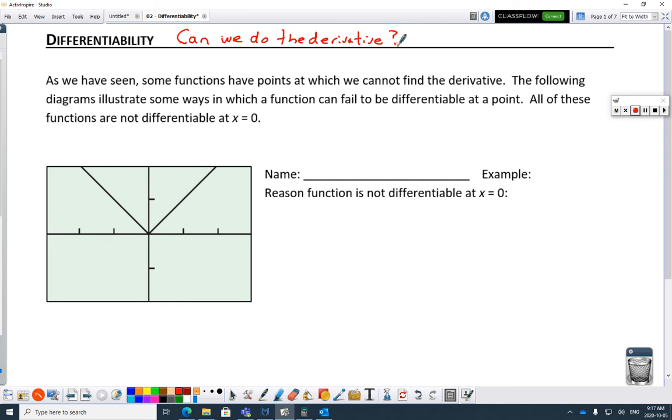Okay? And there's one test hint in the middle of all this, because I've got your Unit 3 test ready to go. As we have seen, some functions have points where we cannot find the derivative. The following diagrams illustrate some ways in which a function can fail to be differentiable at a point. All of these functions that I'm going to do here are not differentiable at x equals 0, and we're going to get to know the names of why they're not differentiable.